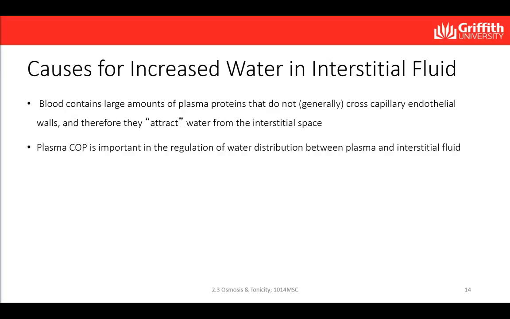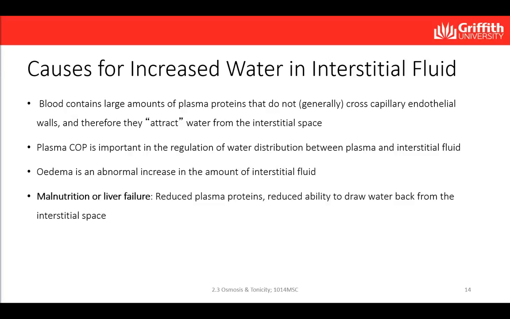Plasma capillary osmotic pressure is important in regulating the water distribution between the different extracellular fluid compartments, both plasma and interstitial fluid. In cases where there is increased water movement into the interstitial fluid, edema of the tissue occurs. Edema is an abnormal increase in the amount of interstitial fluid in a region of tissue. Malnutrition and liver failure are both conditions associated with low levels of plasma proteins. As these plasma proteins are largely responsible for drawing water back into the circulatory system from the interstitial fluid, low plasma protein concentration leads to swelling or tissue edema.